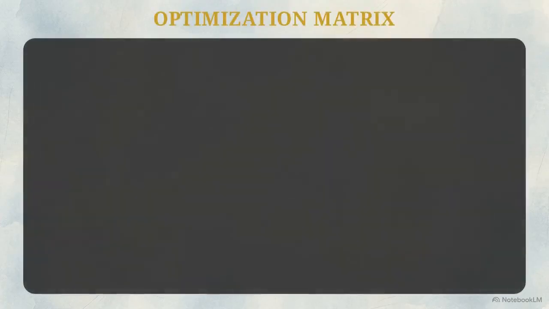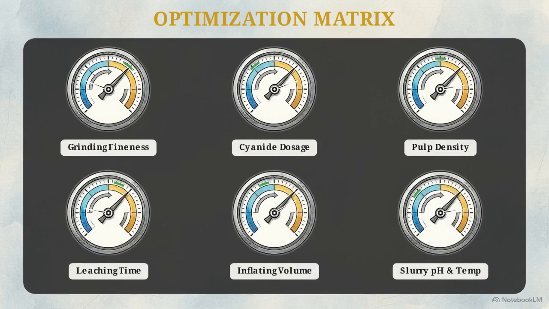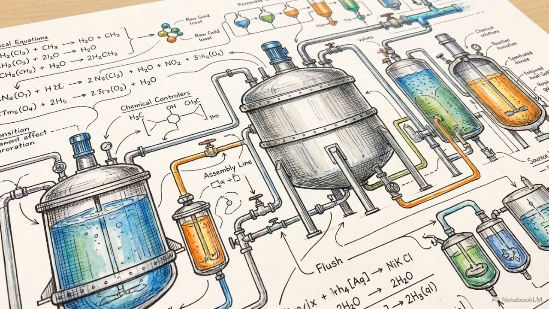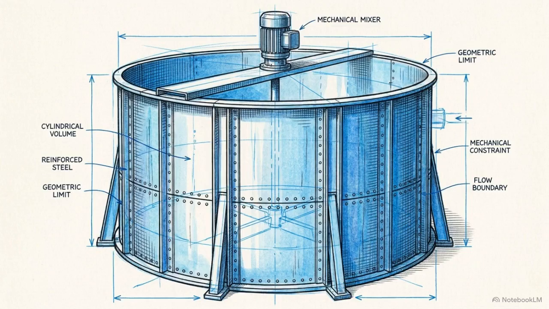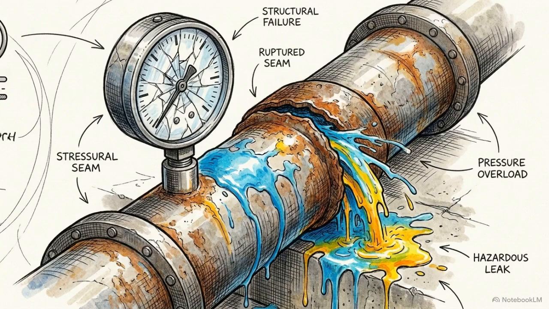To maximize extraction efficiency, process engineers must rigorously control 6 interacting variables: grinding fineness, cyanide dosage, pulp density, leaching time, inflating volume, and the pH and temperature of the slurry. True process optimization requires stepping away from guesswork and building a mental model from the first principles of chemistry, mapping exactly how they dictate the physical constraints of the plant. Failing to balance this matrix directly causes massive reagent loss, blown capital budgets, and severe environmental hazards.